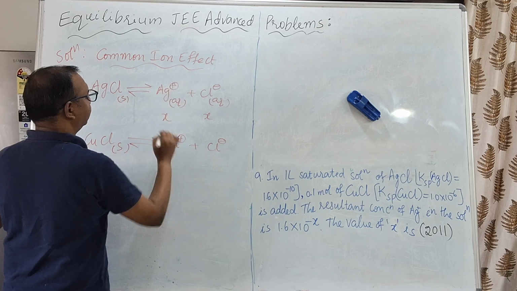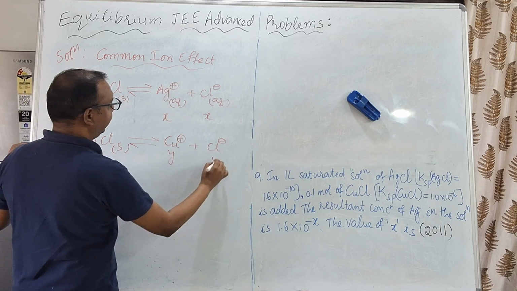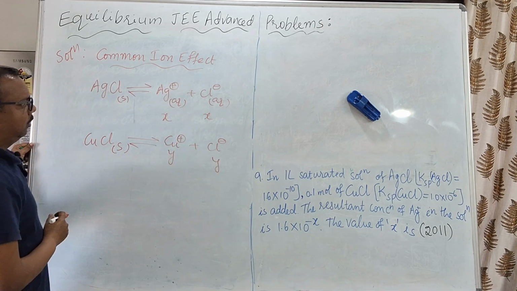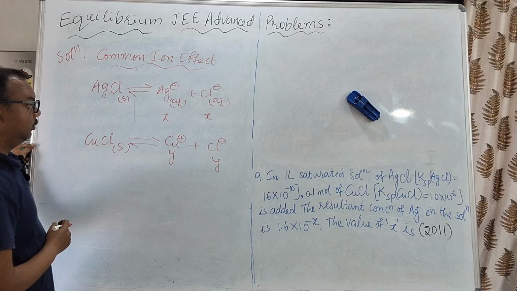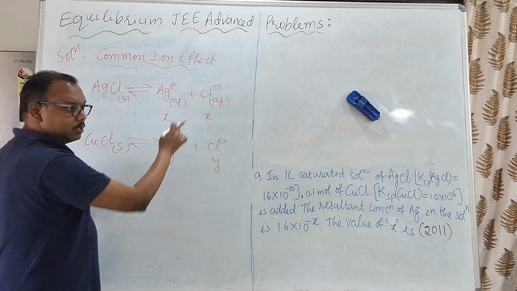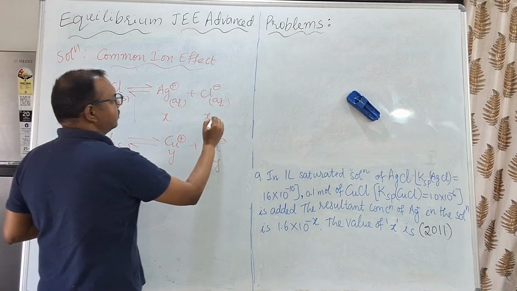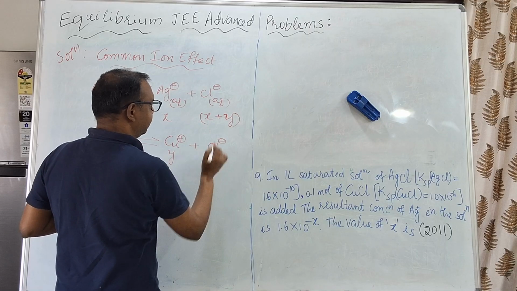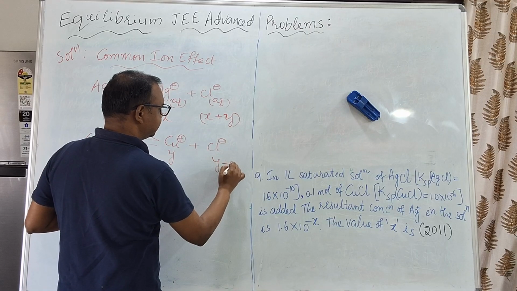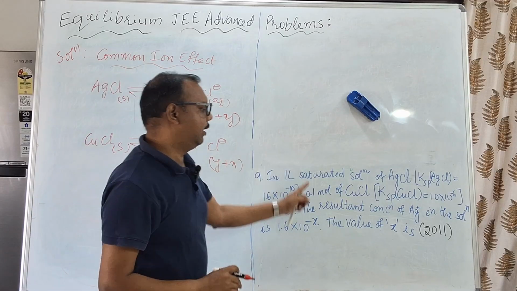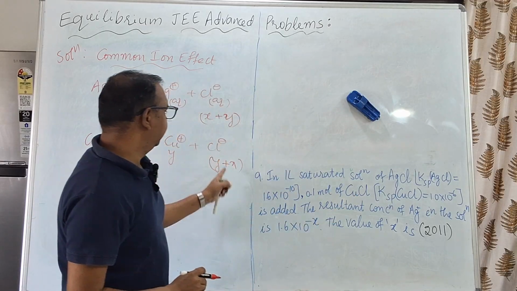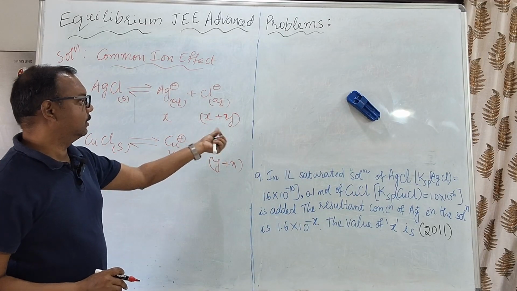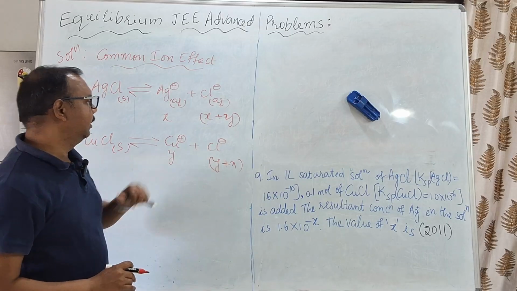Now, here, what is the value? Y, you can see that. But the point is, since the common ion is present, the concentration of Cl minus becomes x plus y. Why? Because we have added both the solutions. Therefore, the equation becomes x plus y instead of x.